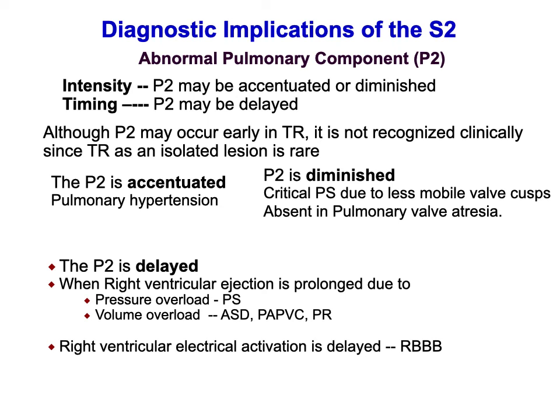The pulmonary component may be delayed when the right ventricular electrical activation, again like A2, is delayed in right bundle branch block, or there is volume overload or pressure overload, as in case of pulmonary stenosis, atrial septal defect or pre-tricuspid shunts, or partial anomalous pulmonary venous connection PAPVC, and pulmonary regurgitation. Although P2 may occur early in tricuspid regurgitation, like mitral regurgitation, it is not recognized clinically, since tricuspid regurgitation as an isolated clinical entity is rare.